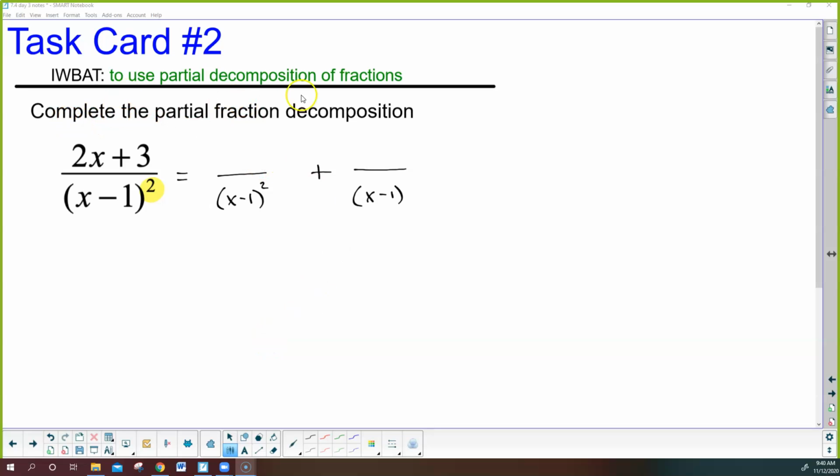Okay, so I'll just go over this really quick again. We're going to break the original fraction down into partial fractions. What we want to do is look at the factors of the denominator. Since it's already factored, we're going to write out every possible scenario. So we've got an x minus 1 squared, and then we have just an x minus 1.